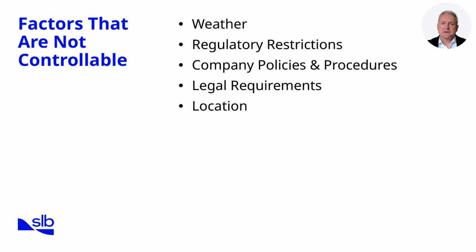While design and construction offer many controllable variables, we must also acknowledge the limits of our influence. Weather is a prime example. Severe storms, high winds, or extreme temperatures can halt operations, regardless of planning. Regulatory restrictions are another area beyond control.